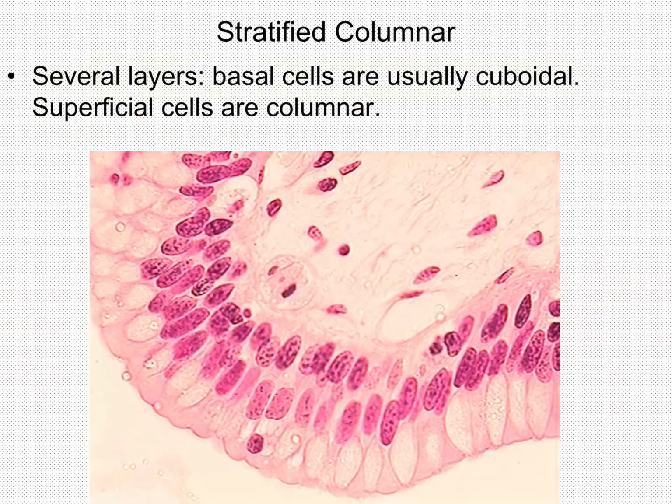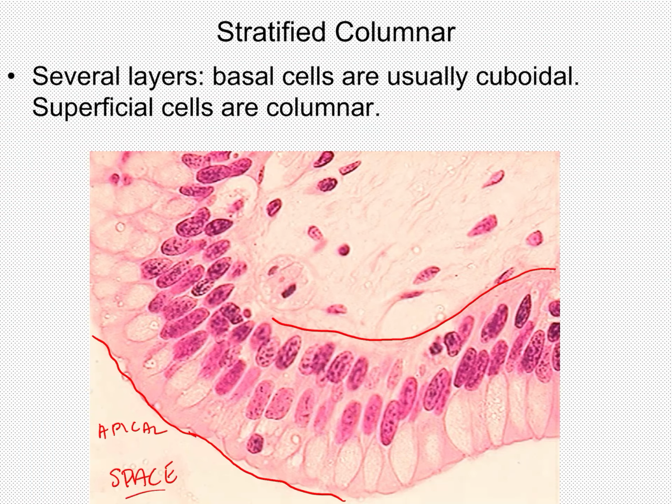Here's a look at stratified columnar. Okay. So let's go ahead and figure out, this is the empty space, right? This is the space. So this is my top layer. So this edge is the apical layer, and my bottom layer is here, right? And I'm drawing that line, that's where my basal lamina is, and then this is connective tissue.